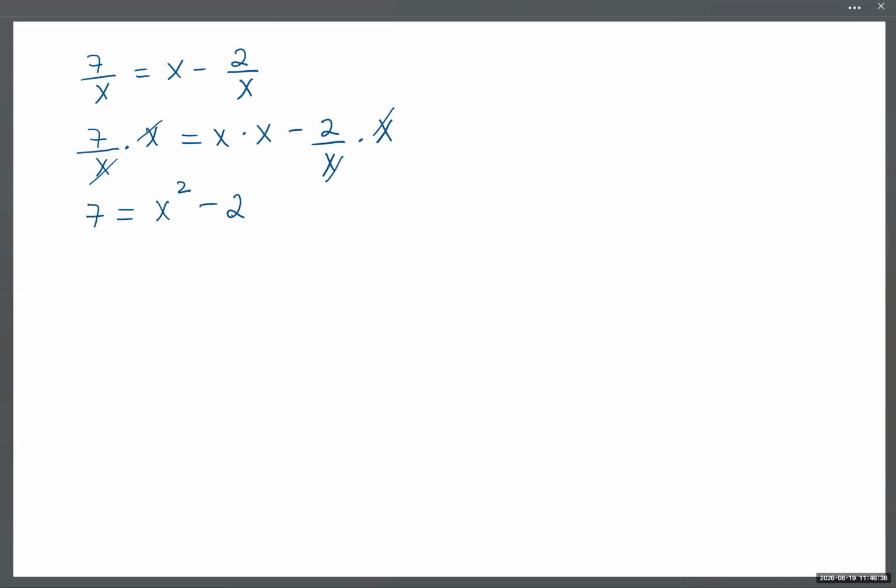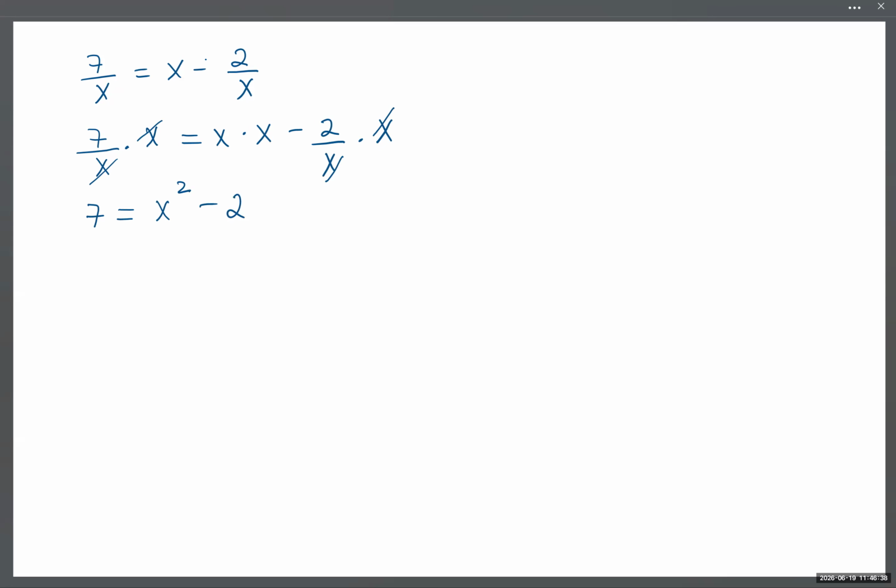Next example, 7/x equals x minus 2/x. The least common denominator here is x, so we're going to multiply everything by x. 7 divided by x times x equals x times x minus 2/x times x. Now, x on the top, x on the bottom, x on the top, and x on the bottom, they reduce. So just 7 on the left-hand side equals x times x is x squared minus just 2.